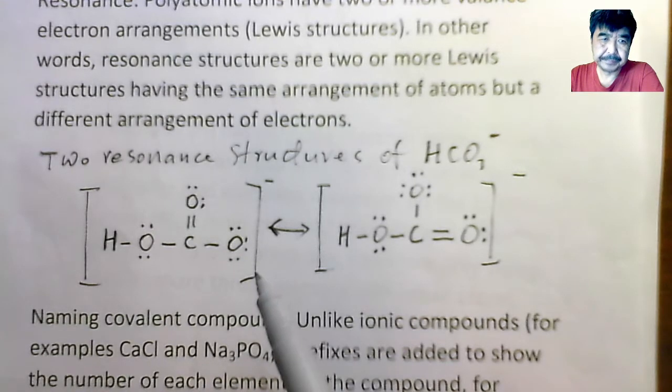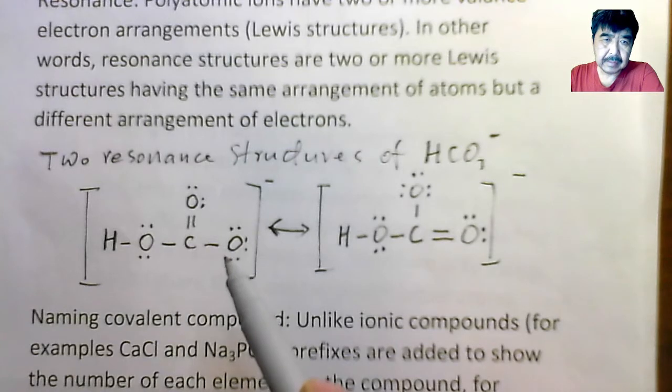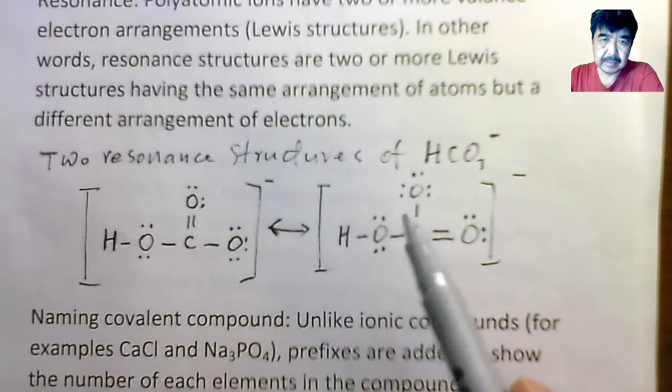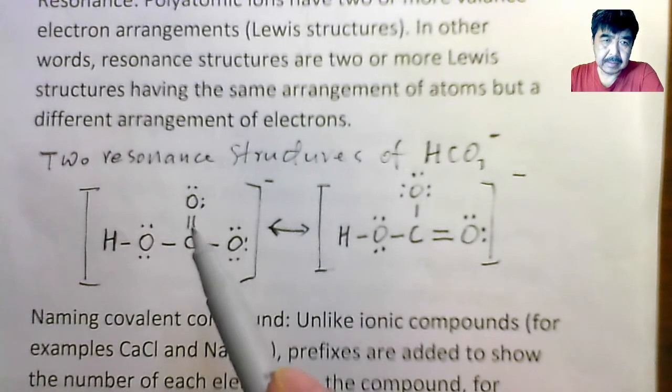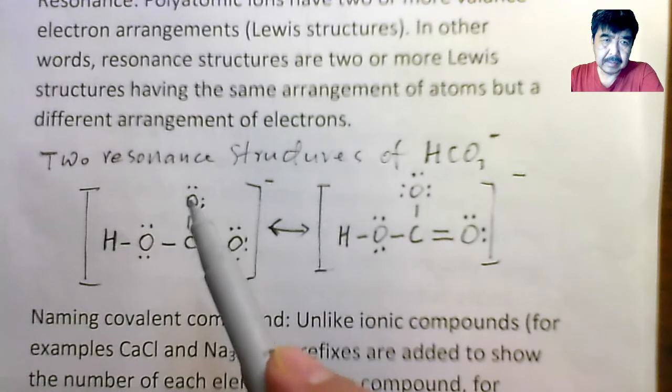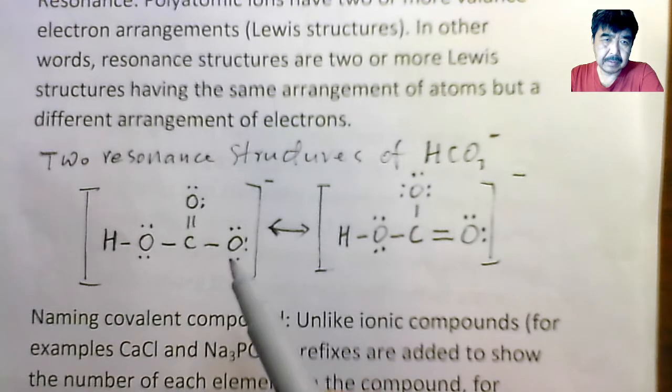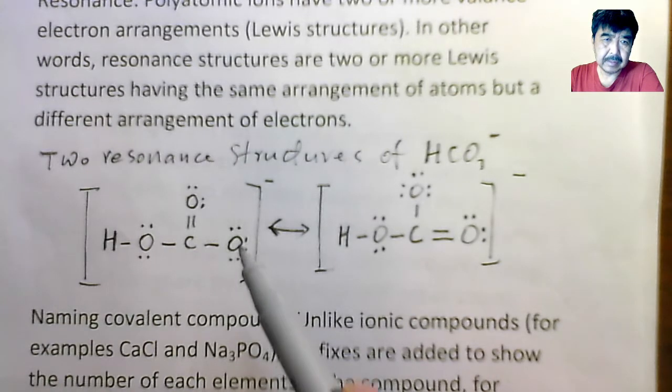You can see this one: this carbonate has 1 negative charge here, and this oxygen has 2 lone pairs and a double bond. This oxygen has 3 lone pairs and a single bond. Actually, the net charge is on this oxygen. Then you can see the electron redistribution.